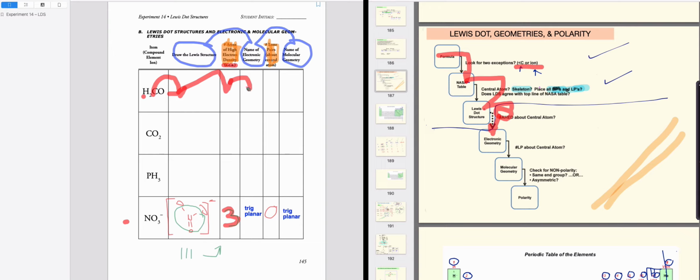Then you're going to say, of the number here, how many of those were lone pairs? And you're going to write it there. Whatever number is there, you're going to hide that many prongs on your electronic geometry, and whatever's left is your molecular geometry. There's the number of lone pairs, and there's that, and you're done. Can y'all do it? Any questions whatsoever?